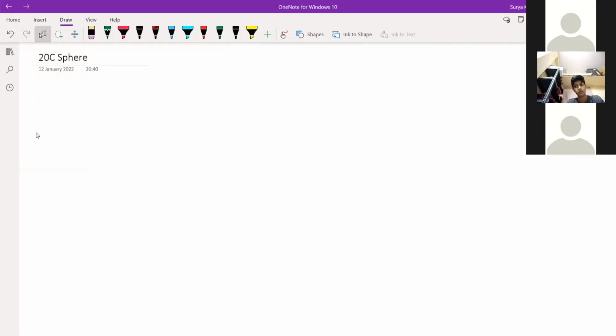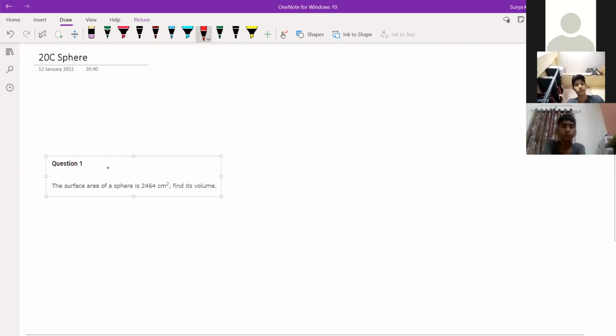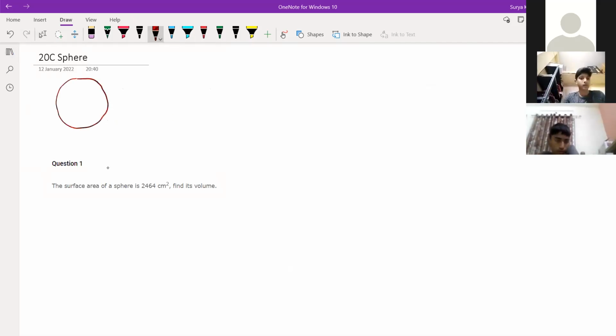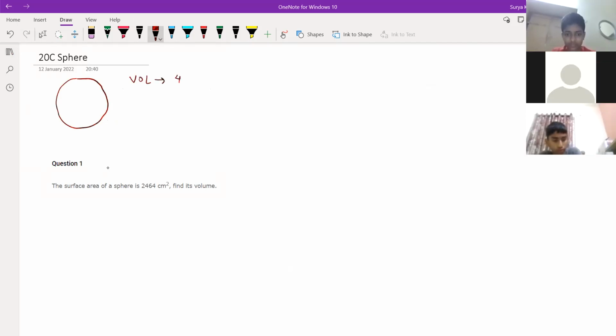See, first of all, those of you who don't know about the sphere, just try to understand. Remember here, just write down volume of the sphere. This is like a ball. Volume of the sphere is 4 by 3 pi r cube. CSA and TSA, both are the same, because it is 4 pi r square. Okay. Yes, sir.